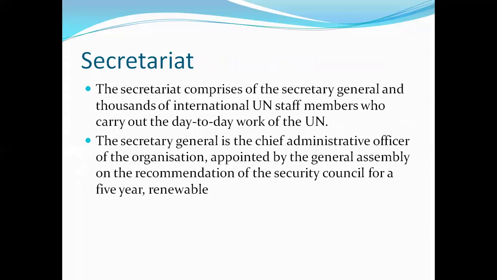Let's talk about Secretariat. Secretariat comprises the Secretary General and thousands of international UN staff members who carry out the day-to-day work of the UN. The Secretary General is the Chief Administrative Officer of the organization, appointed by the General Assembly on the recommendation of the Security Council for a 5-year, that is, renewable term.